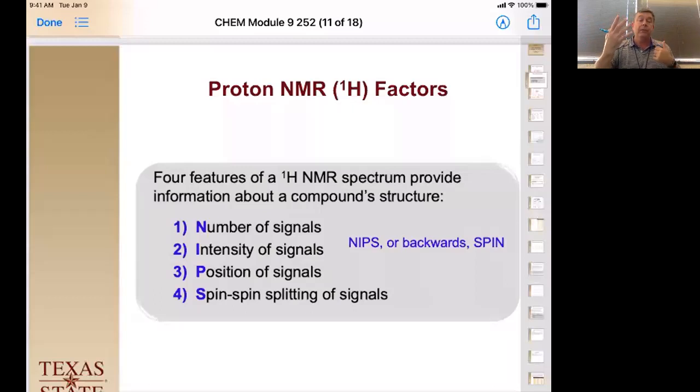So there are 4 things that we want to look at in every single proton NMR. And if you think of it backwards, it spells SPIN. So, SPIN proton NMR. It's cute.